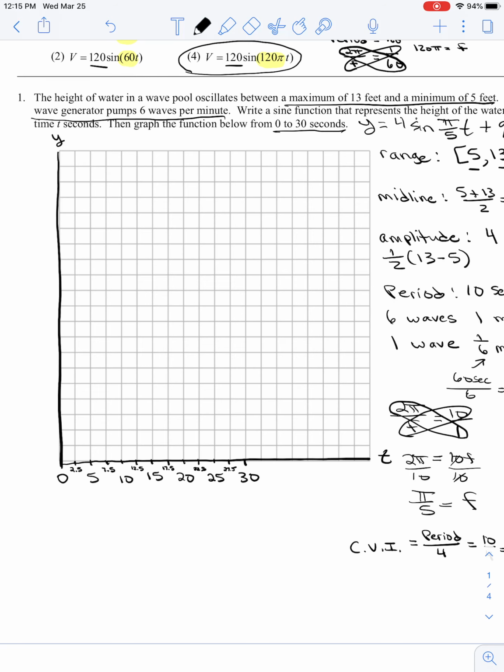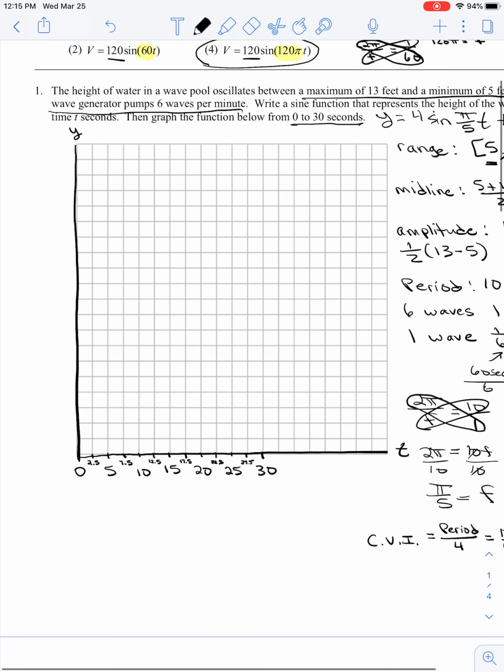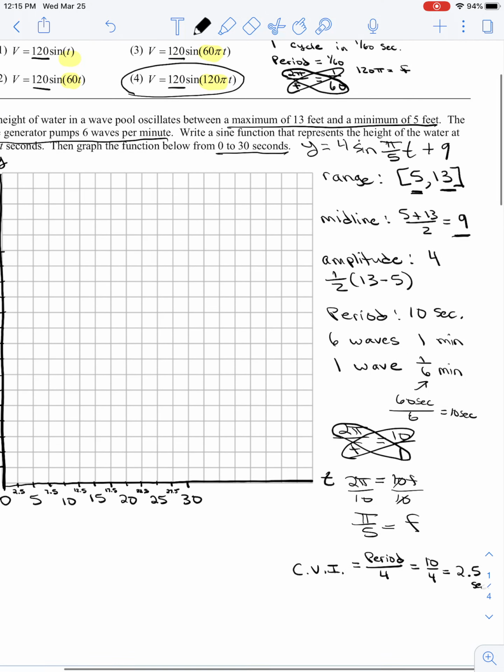Now I want to figure out how to label my y-axis. So I want to think about my range. The lowest my function is going to go is 5, and the highest it's going to go is 13. So I'm going to look at my y-axis here, and I can go by one. So I'll label this 1, 2, 3, 4, 5, 6, 7, 8, 9, 10, 11, 12, 13, 14, 15. That should be plenty. So when I'm graphing, the first thing that I want to do is draw in my midline. So I'm going to go back to my work and I'm going to find what my midline value is.